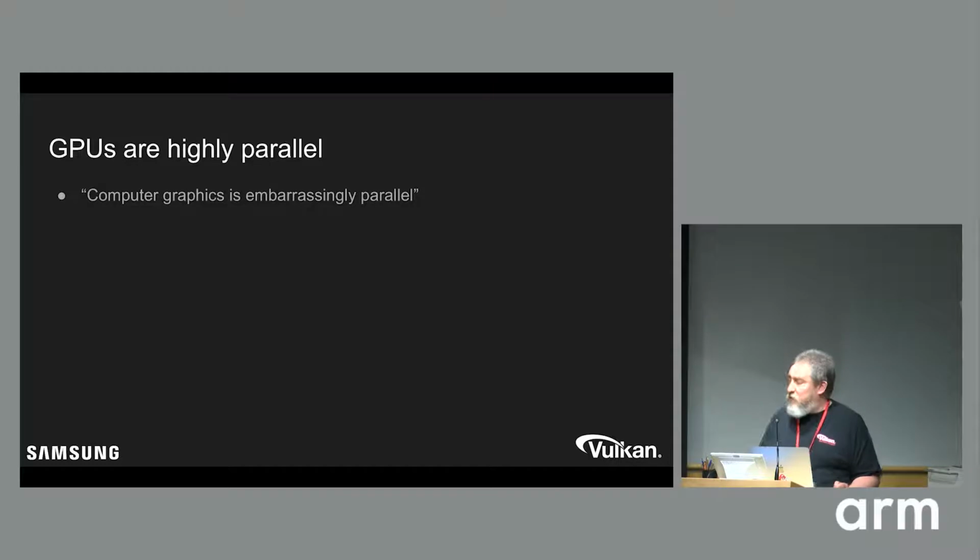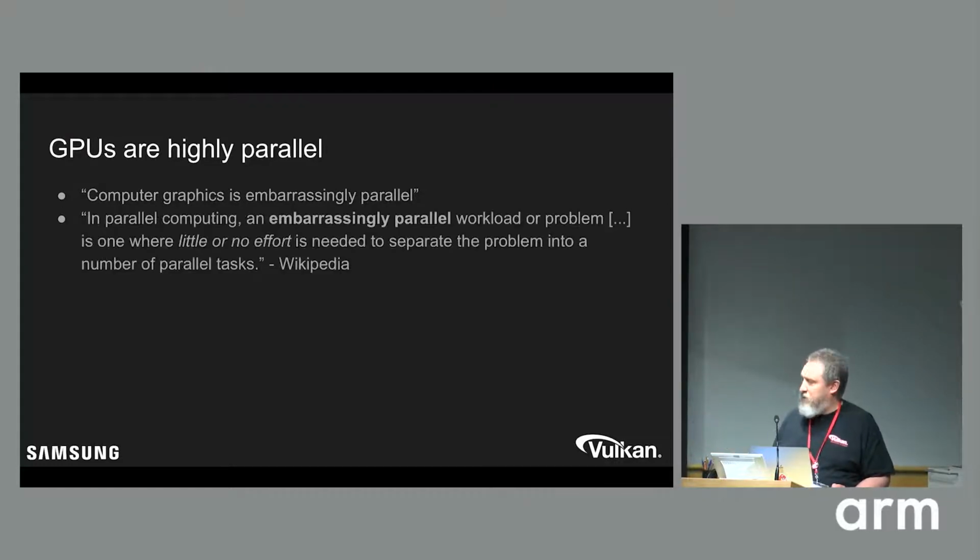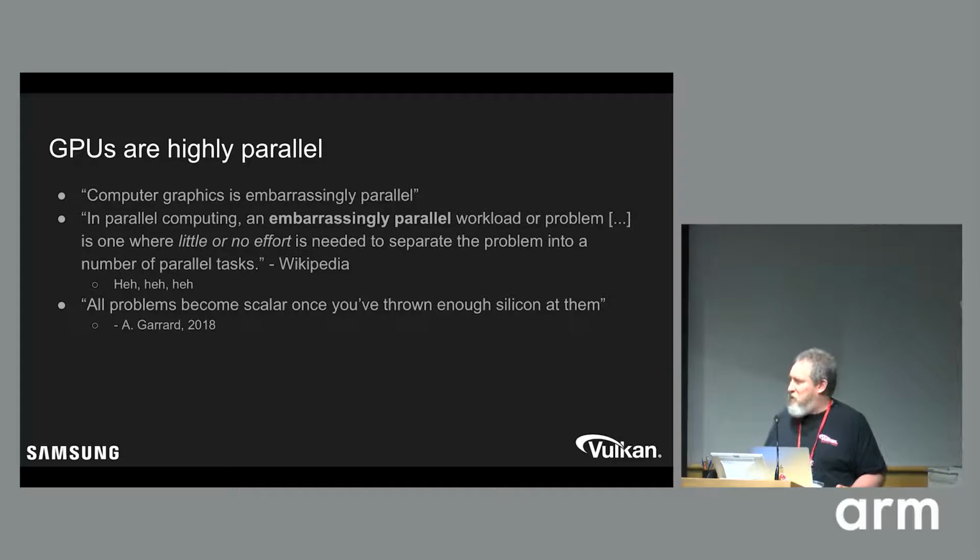So it will surprise you to know that GPUs are parallel things. It's a well-known statement that computer graphics is embarrassingly parallel. What do we mean by embarrassingly parallel? Well, Wikipedia, which is always right, says in parallel computing, an embarrassingly parallel workload or problem is one where little or no effort is needed to split the problem into a number of parallel tasks. Citation needed. Obviously, if there was little or no effort needed, then you could all ignore me and everybody would be much happier for the next 20 minutes. But actually, it's not quite that simple, and even with a highly parallel computer or highly parallel GPU, there's still some scalar stuff that you have to worry about.